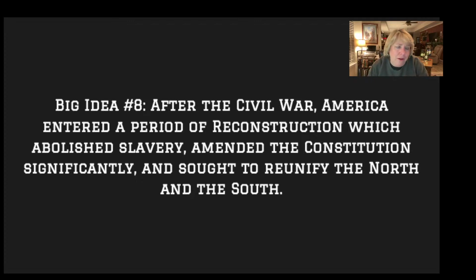Well, they knew that Johnson was getting ready to fire Secretary of War Edward Stanton. So he fires him. They bring him up on charges for violating the law. The House is going to impeach him.